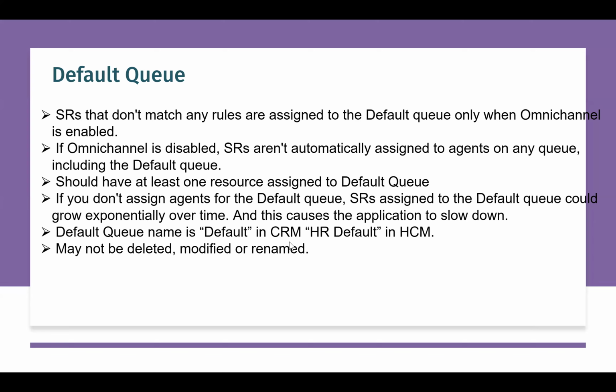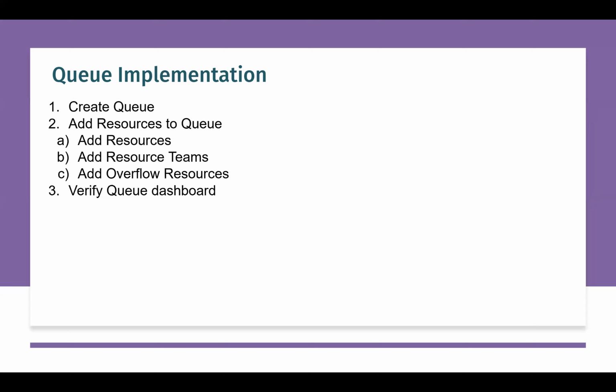We should assign at least one resource to the default queue if we enable auto assignment. Auto assignment and the assignment rules part will be covered later. In queue implementation, we do these steps: create the queue and add resources to the queue. In adding resources, we have different types. We can add individual resources, teams, and we can add all overflow resources.